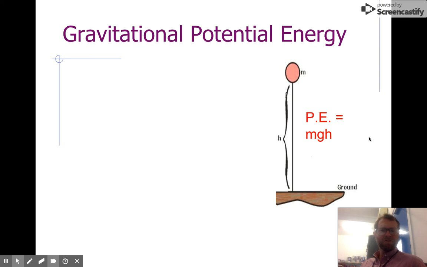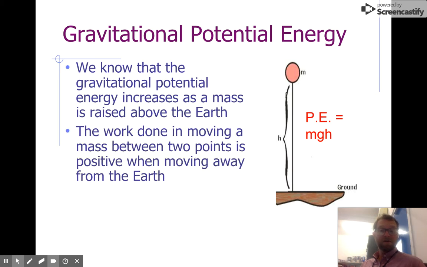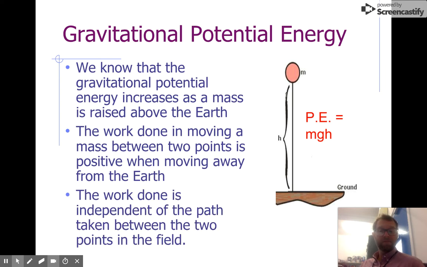So we know about gravitational potential energy. We've learned about this before. We think, okay, this is mass times gravity times height, which is perfectly correct when we're thinking about this at the planet Earth scale. So we know that we increase the potential energy as the mass is raised above the Earth. And we know about work done in moving the mass between 2 points is positive when they're moving away from the Earth. And we recognize that that's because we have to overcome the force of weight, and force times distance gives an indication of the work done.